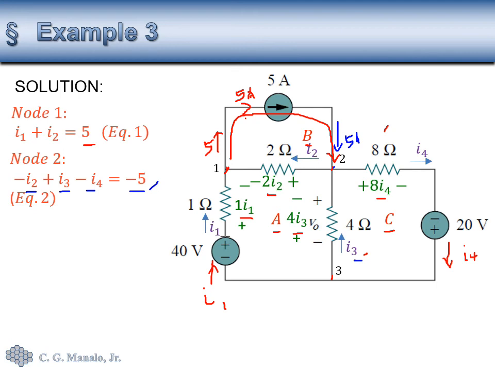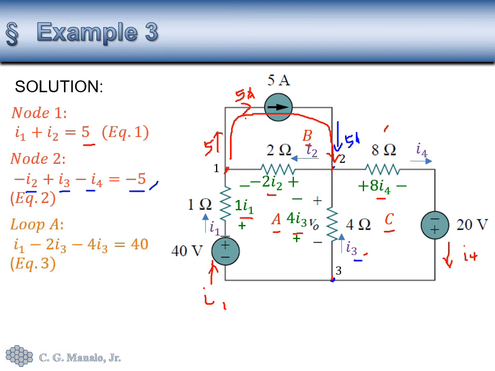Now we could also produce one KCL equation for node 3, but it is possible that it is redundant. So we leave KCL and proceed to KVL.